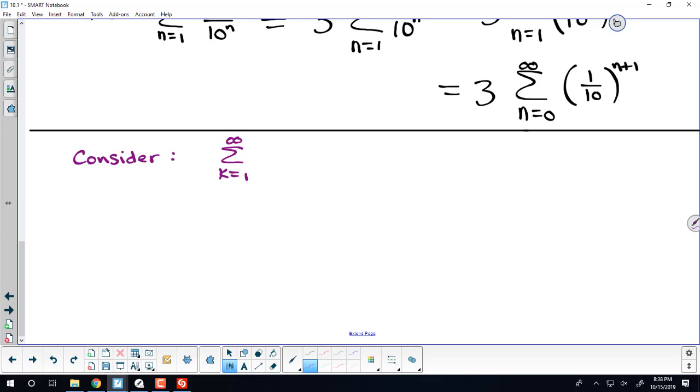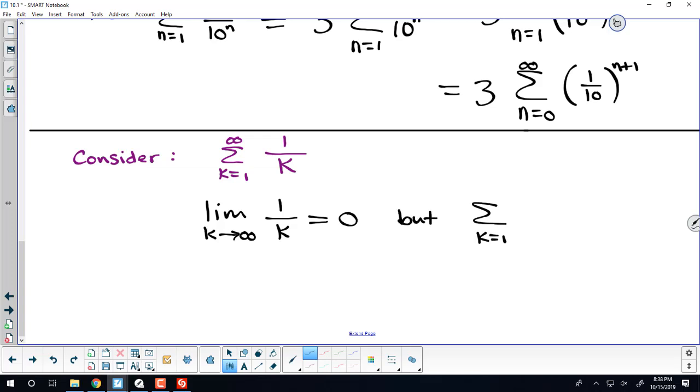So consider, we'll revisit this, but consider the sum of 1 over k from 1 to infinity. The limit as k approaches infinity of 1 over k is equal to 0, which means eventually you're adding up zeros, right? But the series diverges.